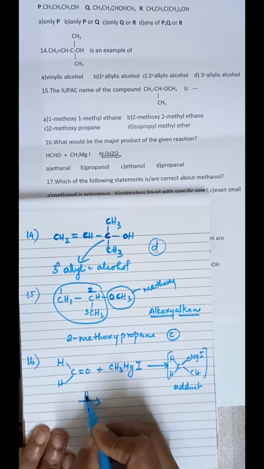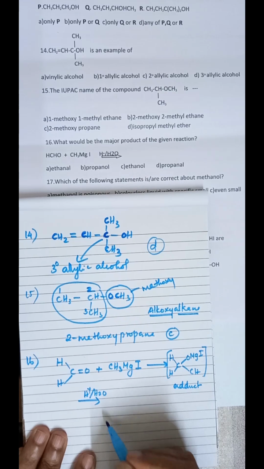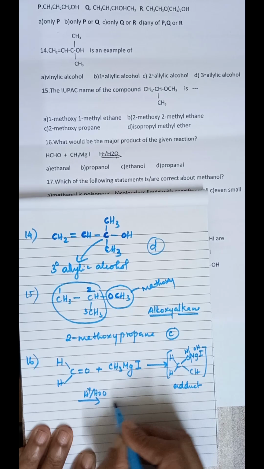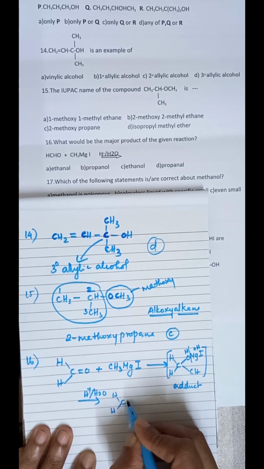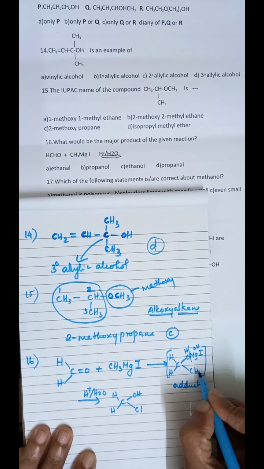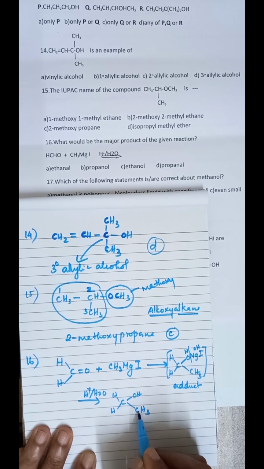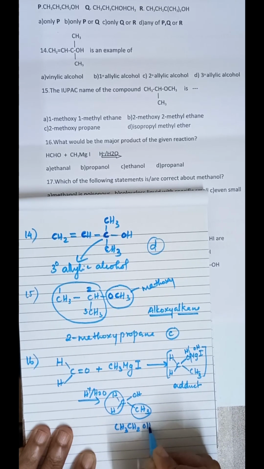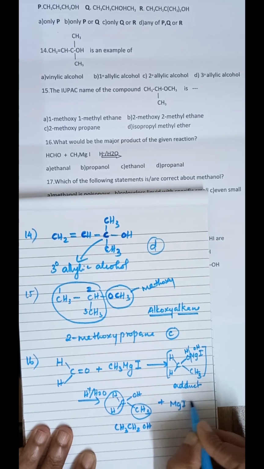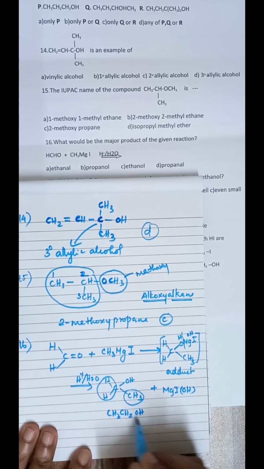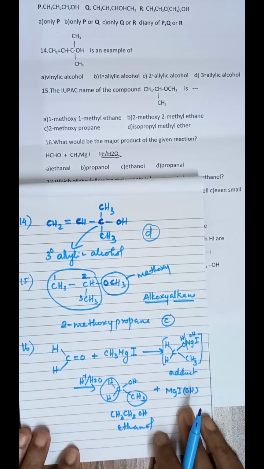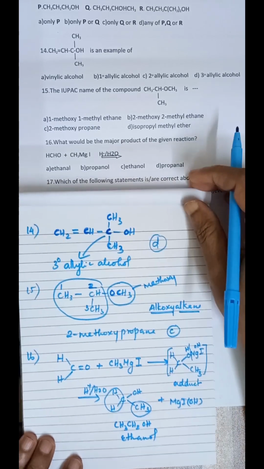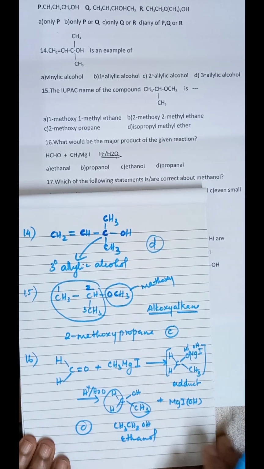Then on hydrolysis with H+ and H2O, H will be attached here and OH will be attached here. So this will break and the compound will be formed like this. This is CH3CH2OH, plus there is a byproduct, that is MgI(OH). So this is the main product and this is nothing but ethanol. So methanal gives ethanol as the final product. So option C is the correct answer.